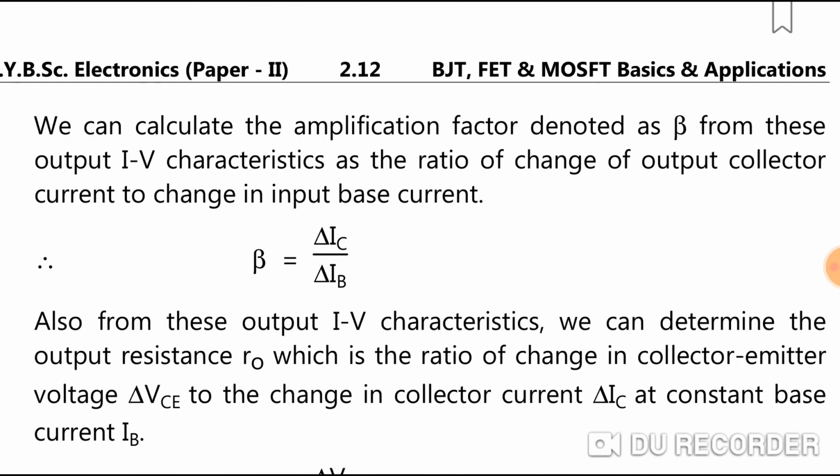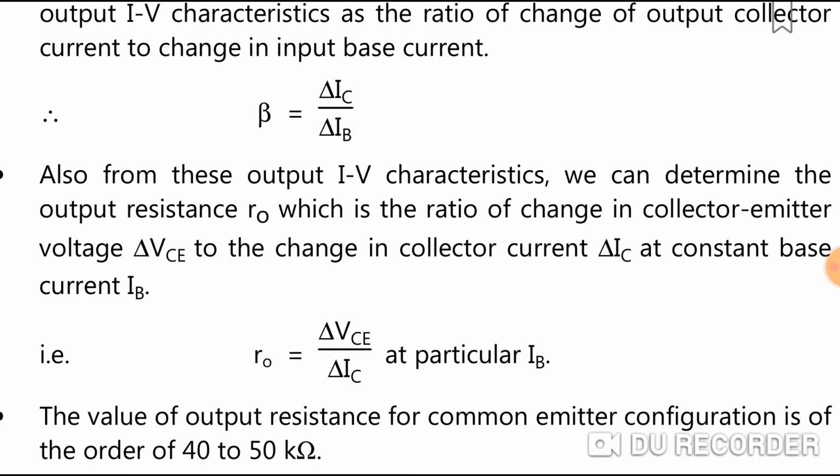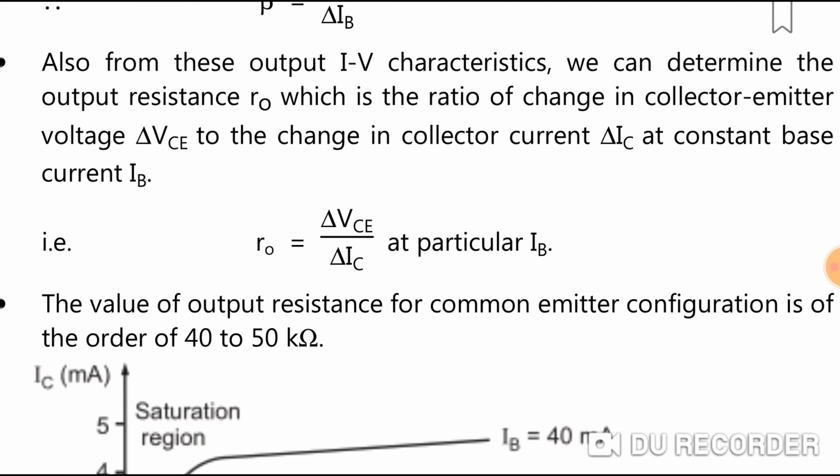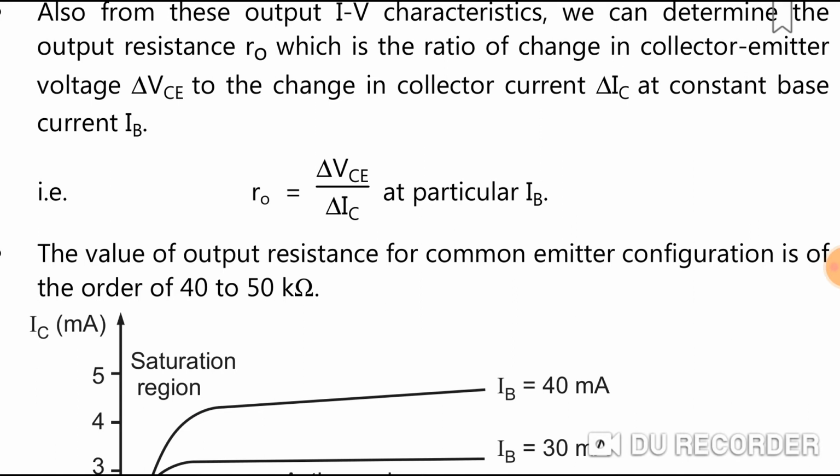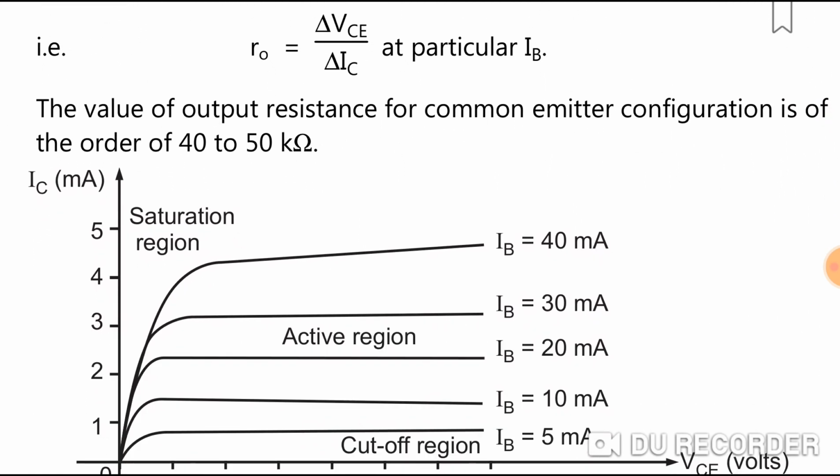We can calculate the amplification factor denoted as beta from these output IV characteristics as the ratio of change of output collector current to change in input base current. Now beta is equal to delta IC upon delta IB. Also from this IV characteristic we can determine the output resistance RO, which is the ratio of change in collector emitter voltage delta VCE to the change in collector current delta IC at constant base current IB. So RO is delta VC upon delta IC at a particular IB. The value of output resistance for common emitter configuration is of the order of 40 to 50 kilo ohm.